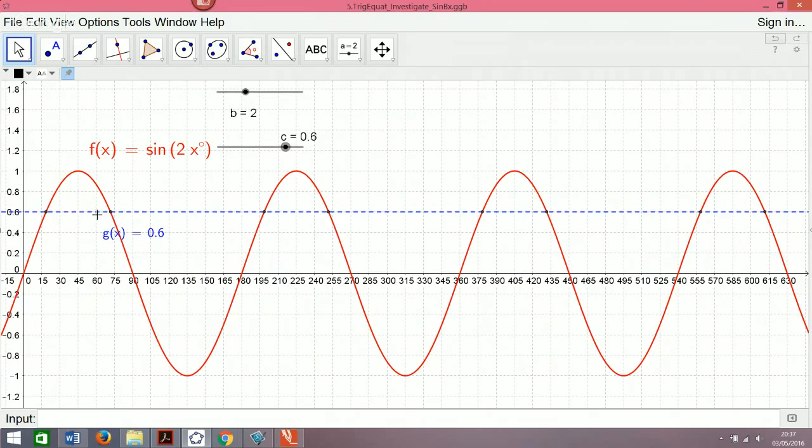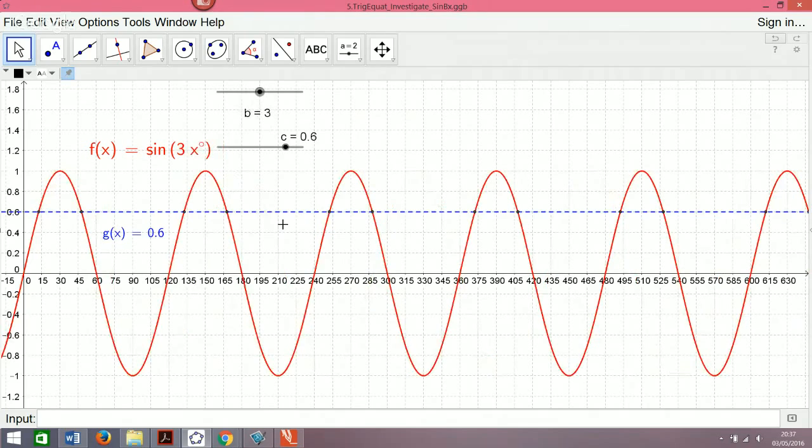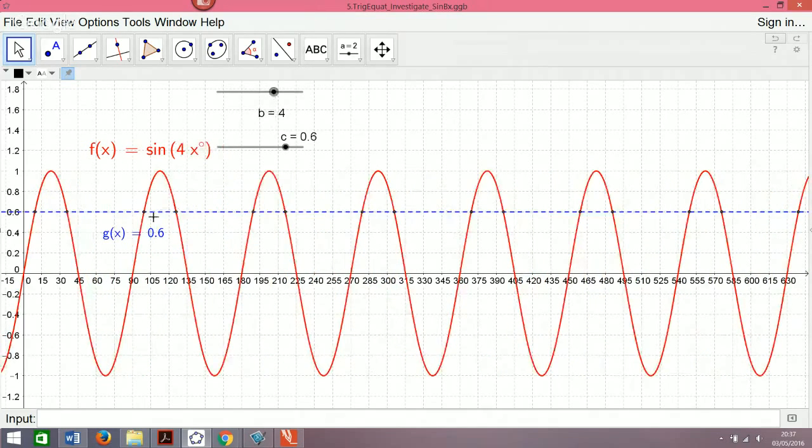So normally it'd have 2 solutions in 360, but now because it's 2x, it's going to have 4 solutions in 360. So you see the horizontal line cuts the sine 2x graph 4 times. And if that was sine 3x, it would have 3 times as many, so 3 times 2, which is 6 solutions in 360. If that was 4x, it would have 4 times 2, which is 8 solutions in 360. And sure enough, it does have, here's 360 degrees, 1, 2, 3, 4, 5, 6, 7, 8.